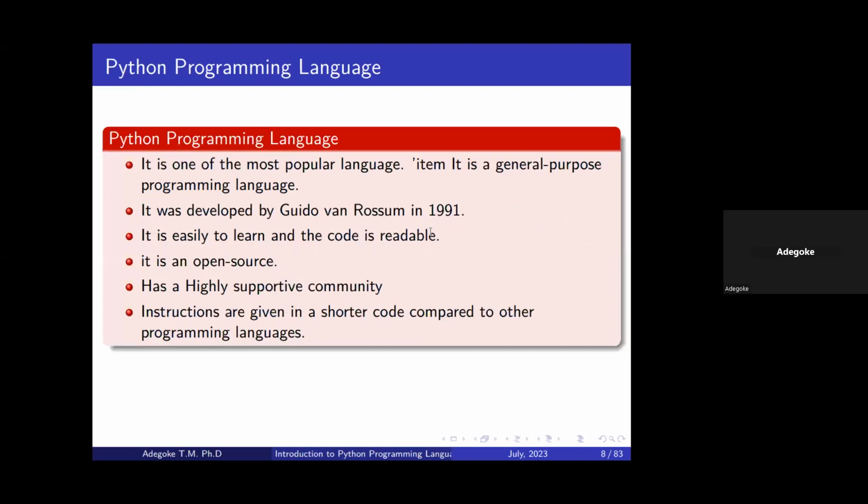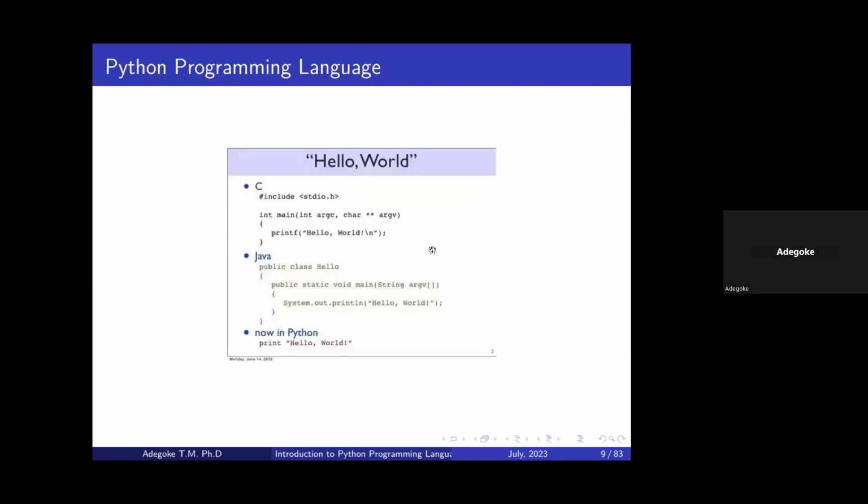So Python is one of the most popular languages so far, and it was developed by Guido van Rossum in 1991. It is easy to learn and very readable. It is open source. When we talk about open source, we mean you don't need to pay before you have access to such programming language. And it has a highly supportive community. So a lot of people are writing Python. They have written a lot of codes, a lot of libraries, a lot of functions that you can leverage on. And the instructions are given in shorter code when compared with other programming languages.